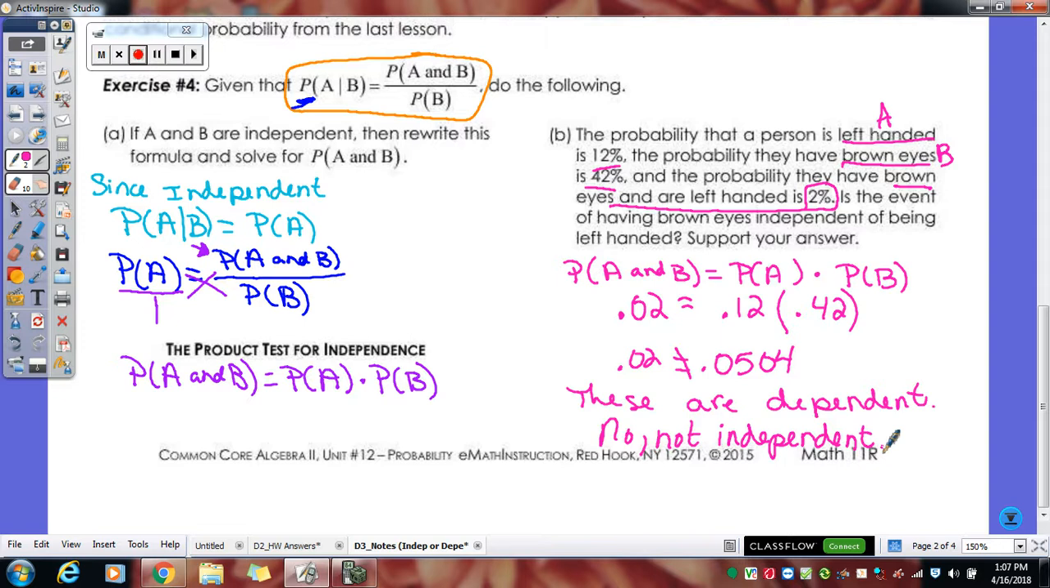If they were equal, they would be independent. But these ones were not. Do we need more rain now?